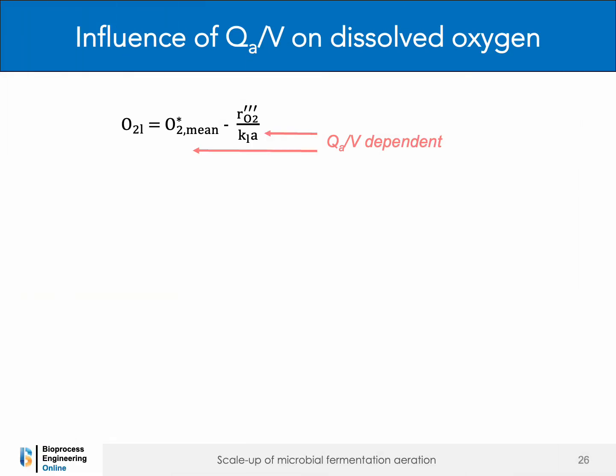What is the influence of the airflow rate on the time evolution of the dissolved oxygen concentration? The airflow rate through the fermenter exerts a dual influence on oxygen availability. It affects the mean oxygen partial pressure in the gas phase, and therefore the mean oxygen solubility in the fermenter. It influences the volumetric oxygen transfer coefficient, KLA.